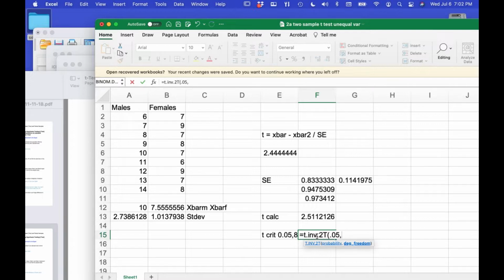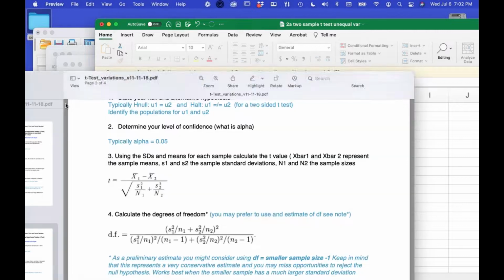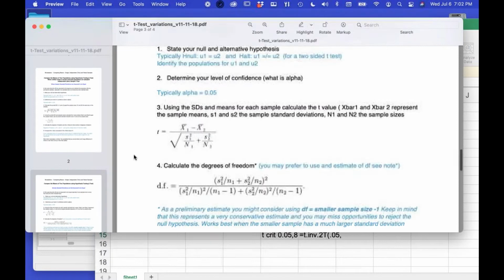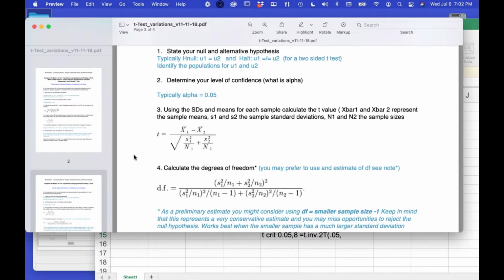Oh no, wait a second. Degrees of freedom is not equal to 8. Oh, it is, but I jumped ahead. What are the degrees of freedom equal to here? Well, you got to keep in mind, I have one group has 9 in it, the other group has 9 in it. I have 18 people here total. So my total sample size is 18.